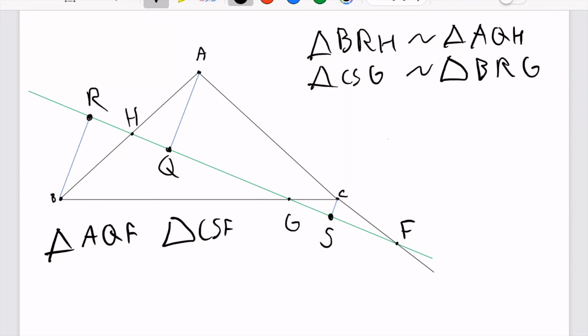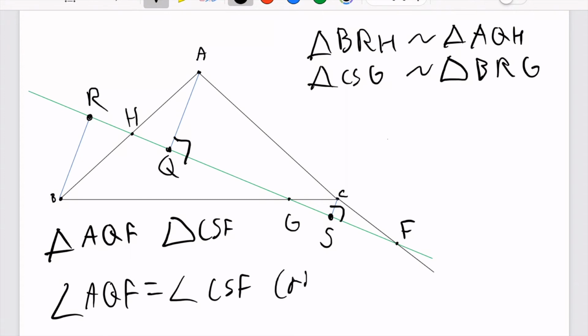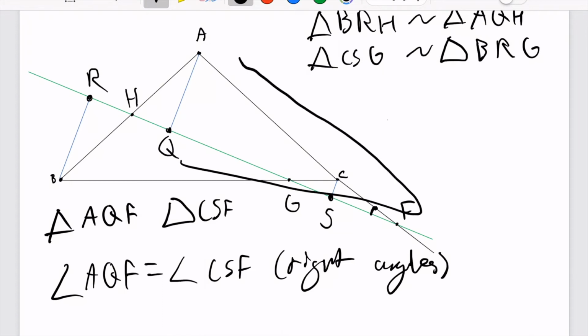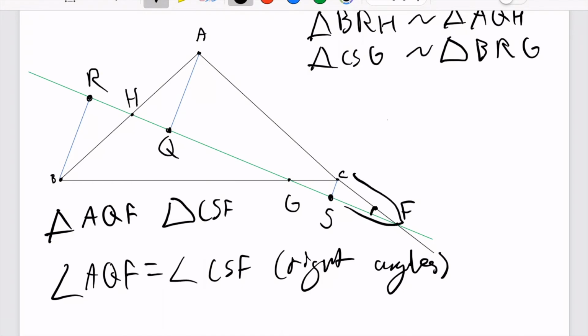Okay, so for the first angle, I'm actually going to do the right angle first because it's the easiest one to see. So we can see these angles, angle AQF and angle CSF, are equal because they're both right angles. Now the other angle that they have in common isn't a vertical angle like before, but it's actually this angle right here. As you can see, this angle is in both triangles. So angle AFQ and angle CFS are actually the same angle.